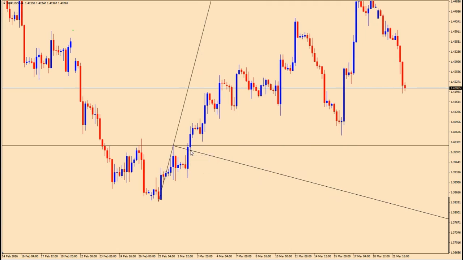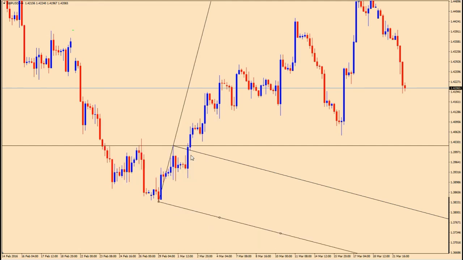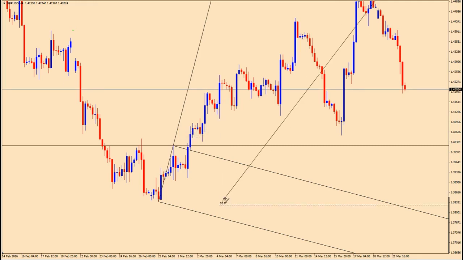And then to get the third angle, or the third side to our square, I should say, all we have to do is draw a second 345.4 degree angle right down here at the bottom. 345.4. That gives us right here. And then for the fourth side, we need to draw a second 75.4 degree angle.